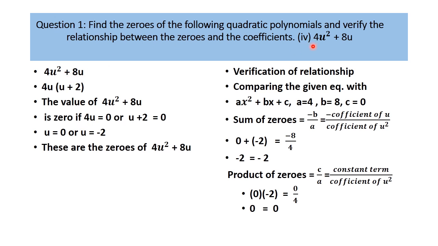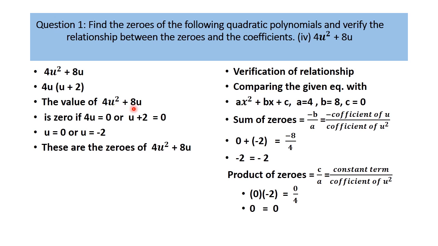Next question, fourth part: 4u square plus 8u. Here only two terms are given. There is no constant term, so we cannot break the middle term here. So what will we do here? We will just take common. We will take common any number between these two terms. So here the common factor is 4u, and here we are left with u plus 2, since 4 2s are 8.